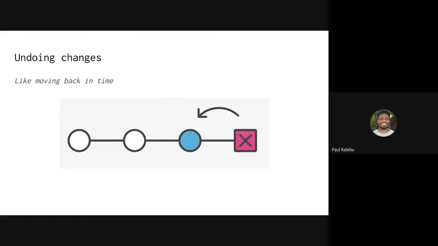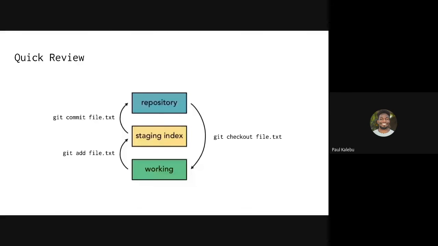This is essentially moving back in time. A little review for undoing these changes. As you saw, we would make a change to a file, add that to the staging index with git add, and then commit that with git commit. And then in addition to that, we would do, let's say, a git checkout to maybe look at a different branch. And this is pretty much showing how we're moving across the different parts of the Git structure.